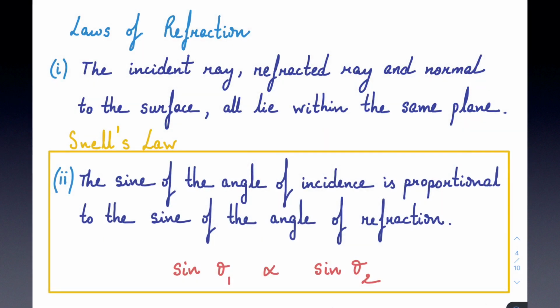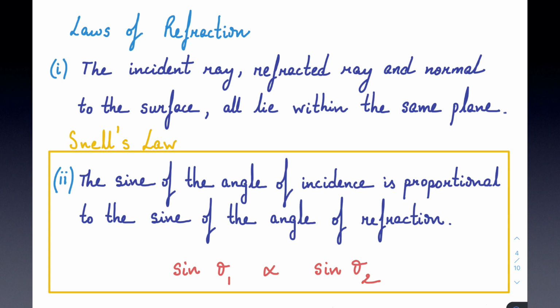And here are the laws of refraction. The first part is similar to what we had for reflection, where the incident ray, refracted ray, and normal to the surface all lie within the same plane. The second part is called Snell's law, and it states that the sine of the angle of incidence is proportional to the sine of the angle of refraction. So sine theta 1 is proportional to sine theta 2.